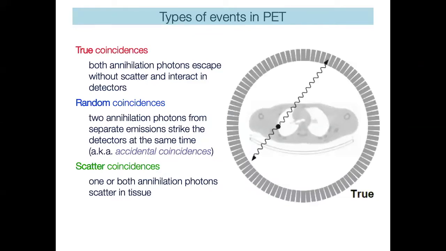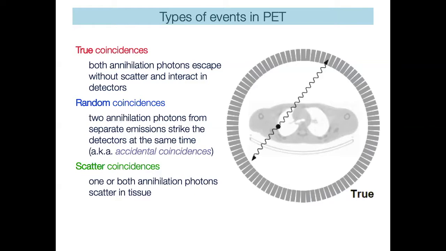But importantly, the way we detect events or photons in PET is really through 3 types of events. First, there are true coincidences, which are annihilation photons that just escape the body without any interaction with the surrounding tissue. And that's really what we're interested in, right? That's your perfect case scenario. But of course, it doesn't always work just like that.